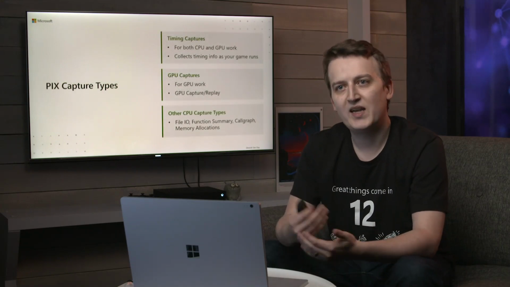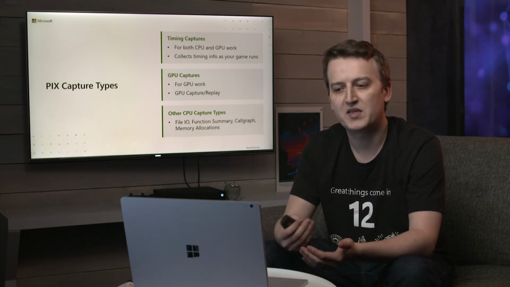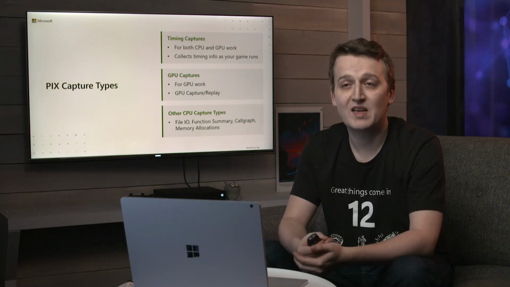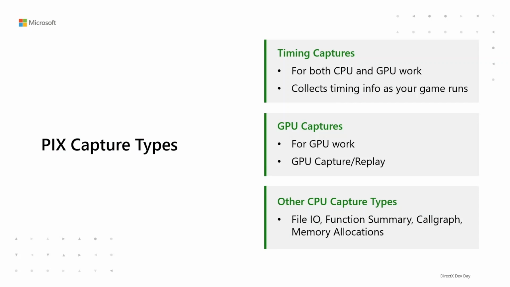Now, PIX works by letting you take a capture of your game or application, and then opening that capture for analysis in PIX later on. PIX supports several types of capture that each serve a different purpose. Firstly, there are timing captures. These are our lightweight capture type that collect CPU and GPU timing information, amongst other things, while your game or application is running. That timing capture information is then serialized into a capture file, and when you open it later on in PIX for analysis, you can see the GPU and CPU timing information back from when your game was originally running.